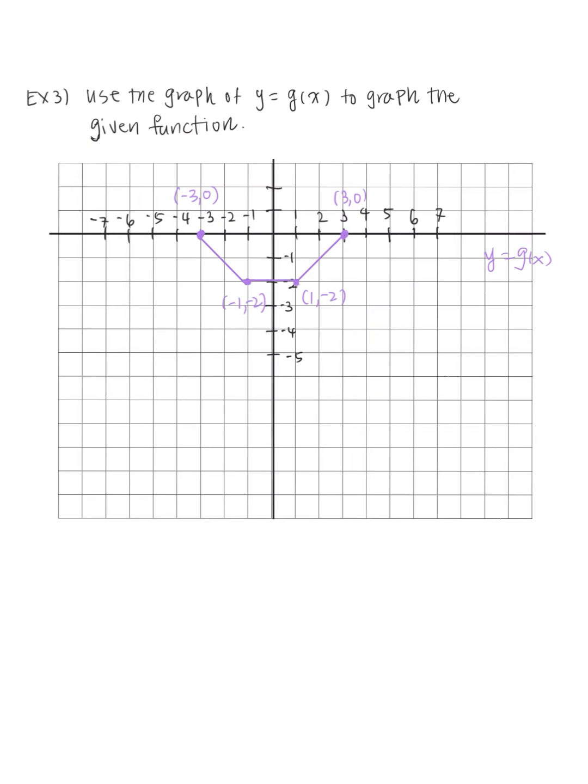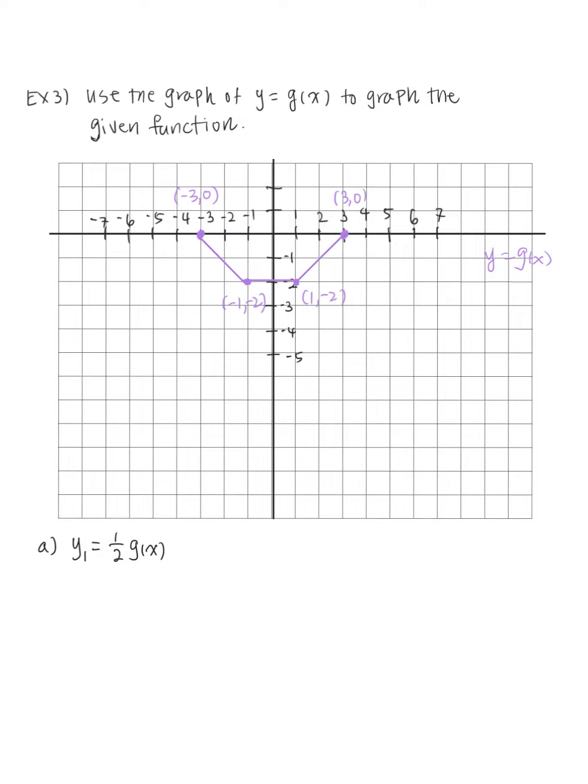Let's take a look at example 3. It says use the graph of y equals g of x to graph the given function. So now, instead of an equation, we have a picture going on. So this graph is your mother graph, which is denoted by y equals g of x.